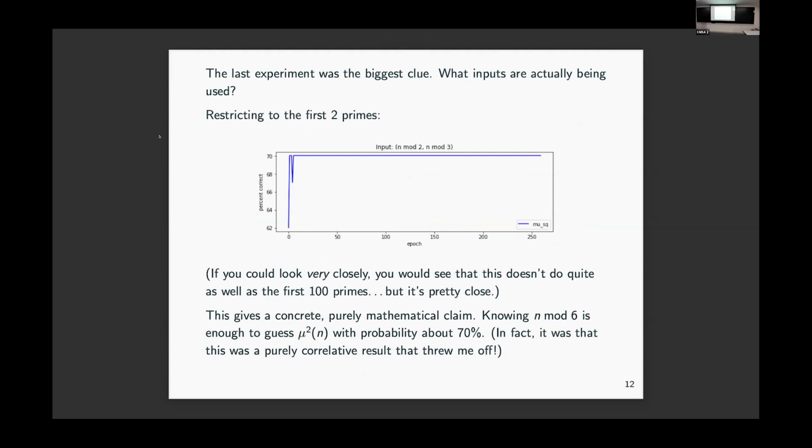Okay, this is disappointing in some sense, but it's also, I argue, an interesting a priori mathematical claim. Knowing n mod 6 is enough to guess mu squared, to guess whether or not an integer is square free with probability about 70%. This is a concrete mathematical claim that, thinking about it for a couple of minutes, is not so hard to show, but I didn't recognize it beforehand.